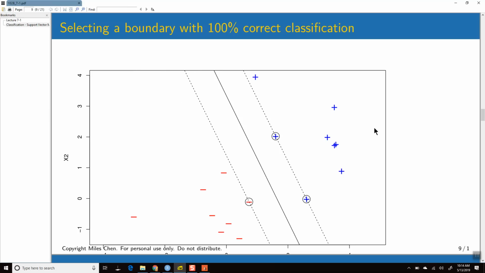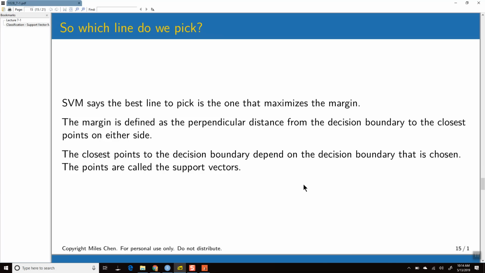But how would we go about calculating it? It's a non-trivial answer, and I don't even have a good answer for how to go about it. But this is what the support vector machine's classification method would do. It would pick this because it has the widest margin. So SVM says the best line to pick is the one that maximizes the margin.